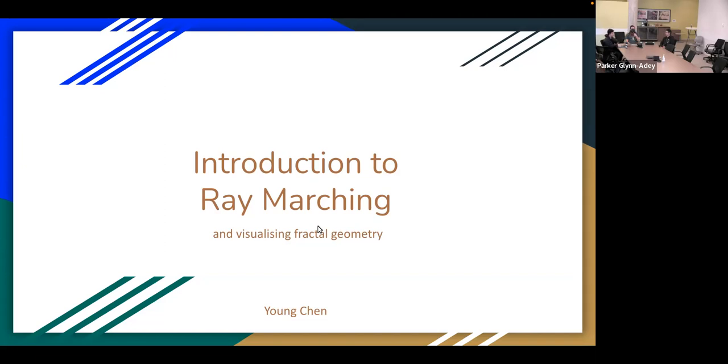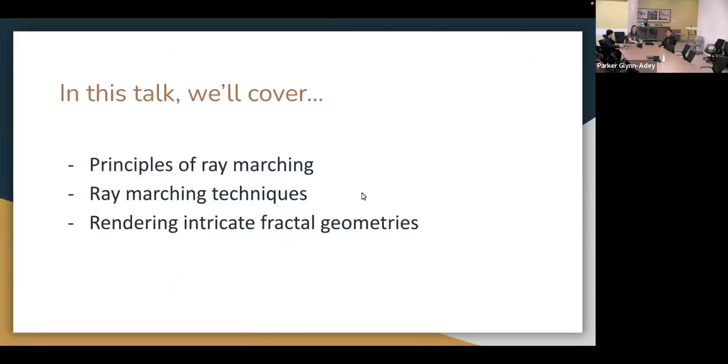Okay, so hi everyone. Today I'll be introducing you to the role of ray marching. In this talk, we will first learn about the general principles of ray marching and how it works. And then we will look into the many techniques used in ray marching to enhance the visual appeal of the graphics you render. And then finally, we will look into how to use those techniques to render some more visually complex geometric shapes and sceneries.